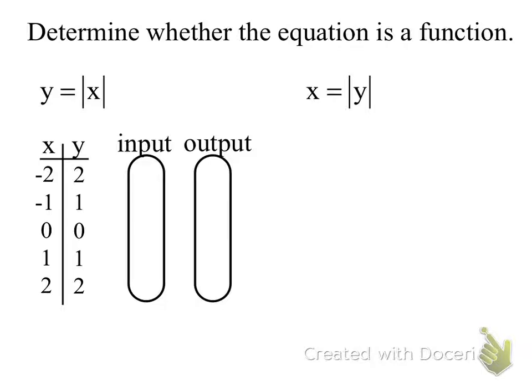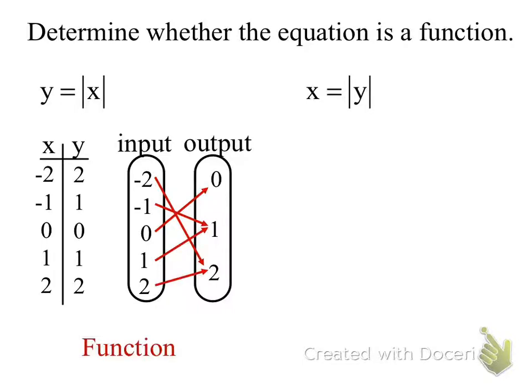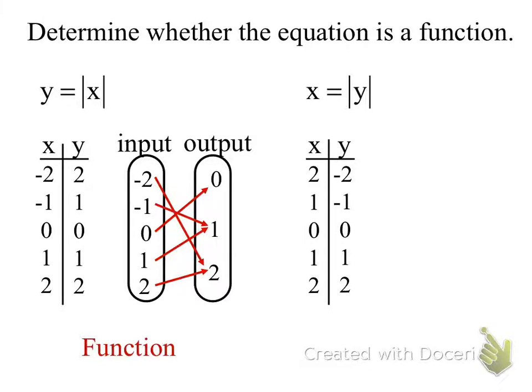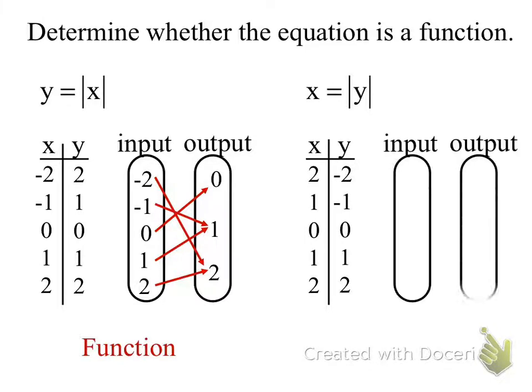All right, so now when you have this situation, they're asking us to take the absolute value of y. We choose our y's. You can see from the map on absolute value of x, it is a function. This time we're choosing our y's. When I take the absolute value of -2, I get 2. When I take the absolute value of 1, I get 1. And you can see that this is no longer a function.